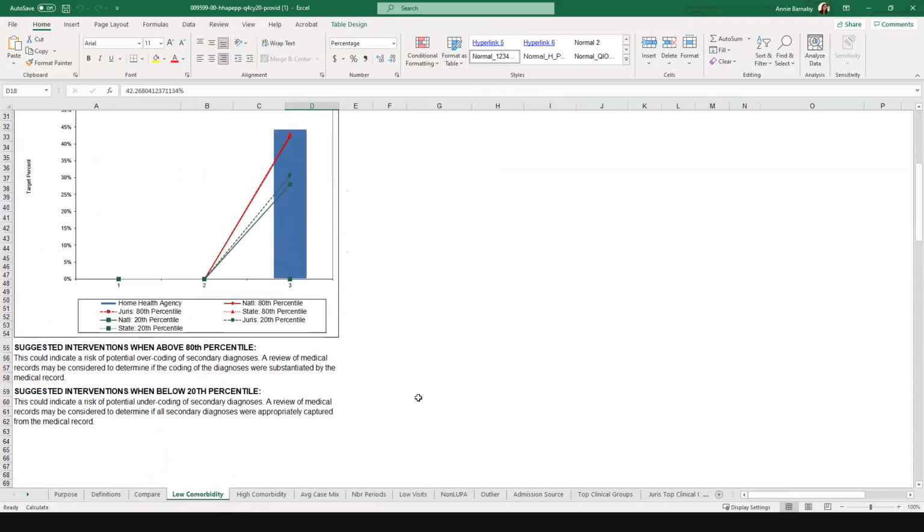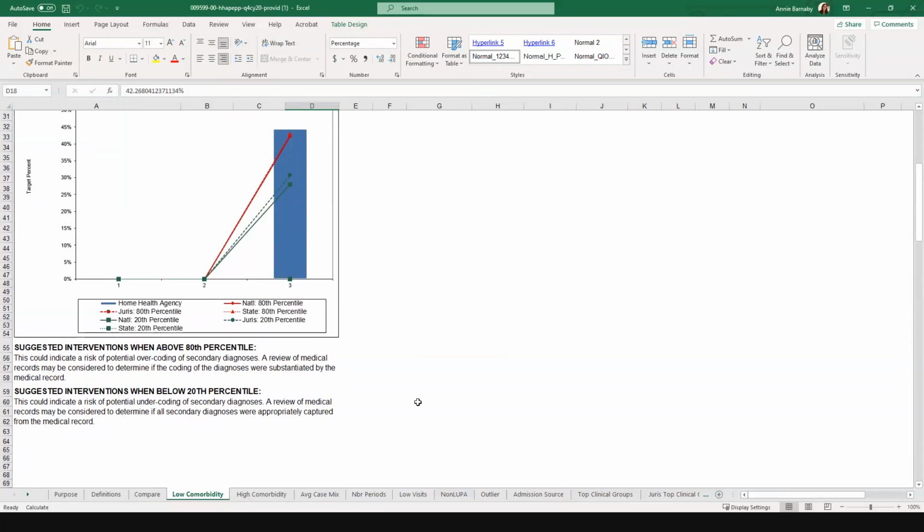So not only do we provide all of this information, but we also have suggested interventions. What should you do if you are above that 80th percentile? What should you do if you're below the 20th percentile? That 20th percentile would be, we draw that other black line through that ladder, and whoever falls below that 20th percentile would be indicated as such.